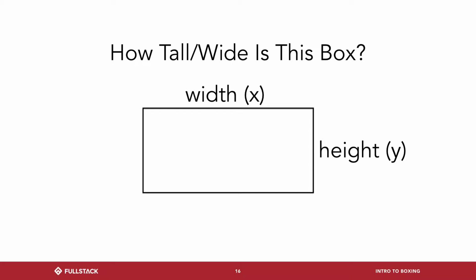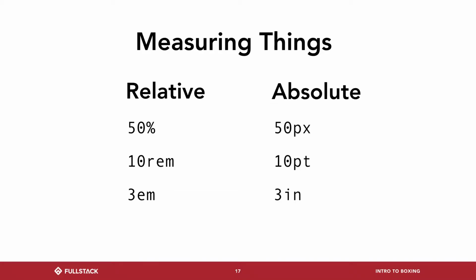Nobody knows. It depends on what's in it. And that's the default in CSS, is that boxes are sized based on their content. So we have various ways of measuring things when we want to explicitly specify the size of something. We can give percentages relative to something else. So if I just say 50%, that usually means 50% of my parent container.